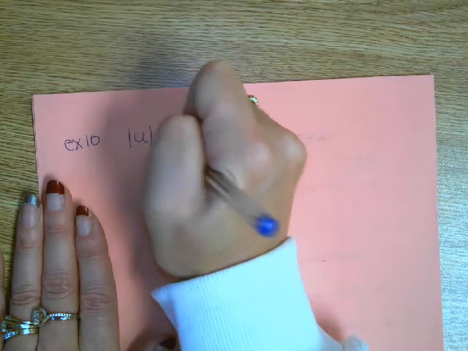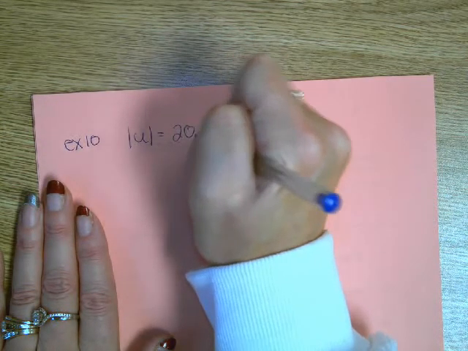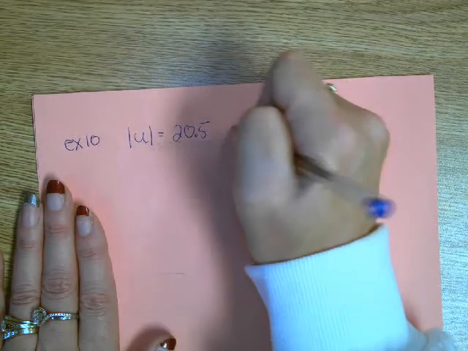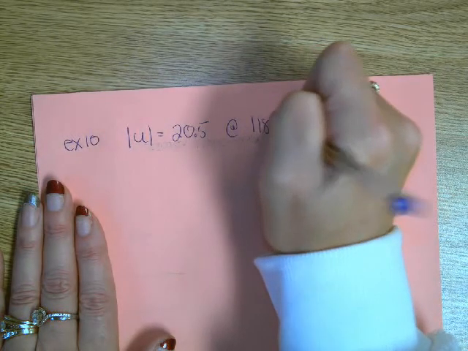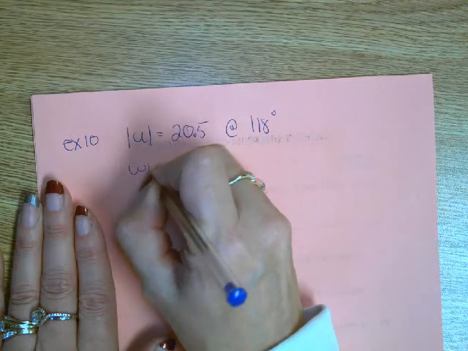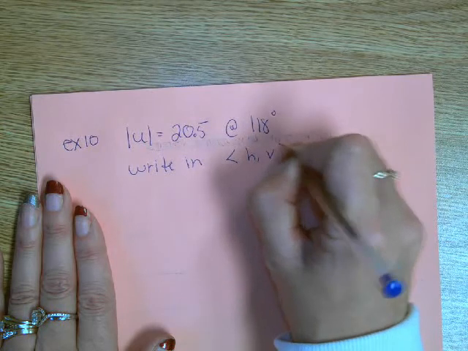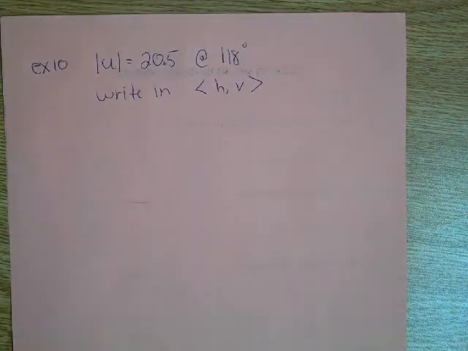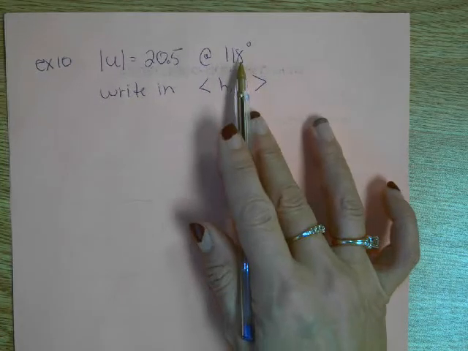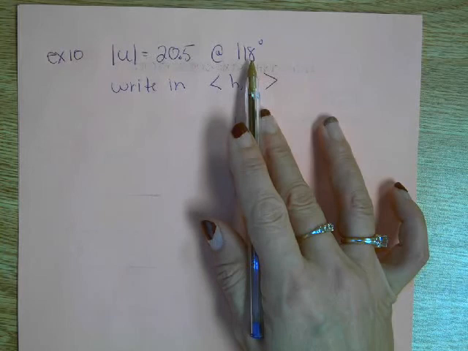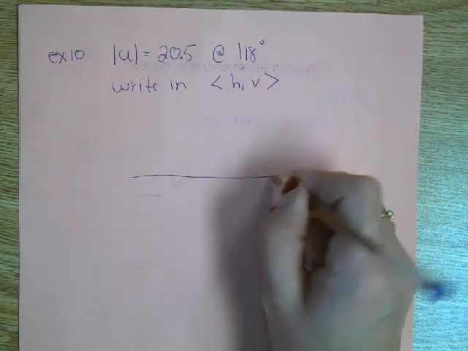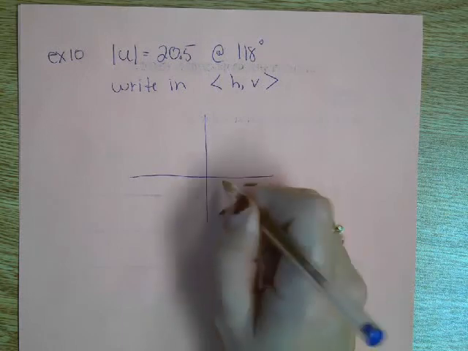Let's see, magnitude of U is 20.5. Its direction is 118. Can you write it in the horizontal vertical component form? So it's basically asking you to find the horizontal and vertical sides of the right triangle. So, we've got to sketch it. 118 degree direction puts us in which quadrant? 2. So, we've got to be aware of where our 118 is at.